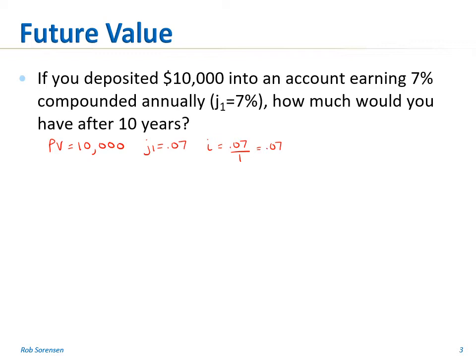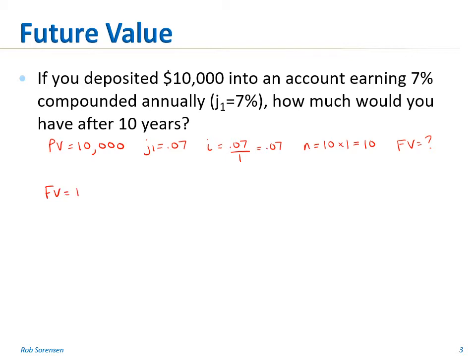And now we've got n, also pretty easy to deal with. We're in there for 10 years with our investment, compounding once per year, so we'll have 10 periods overall. And we want to find what we're going to have in the future. So it's a future value question, which is kind of nice because that's the only formula we have at this point. So let's have a look.